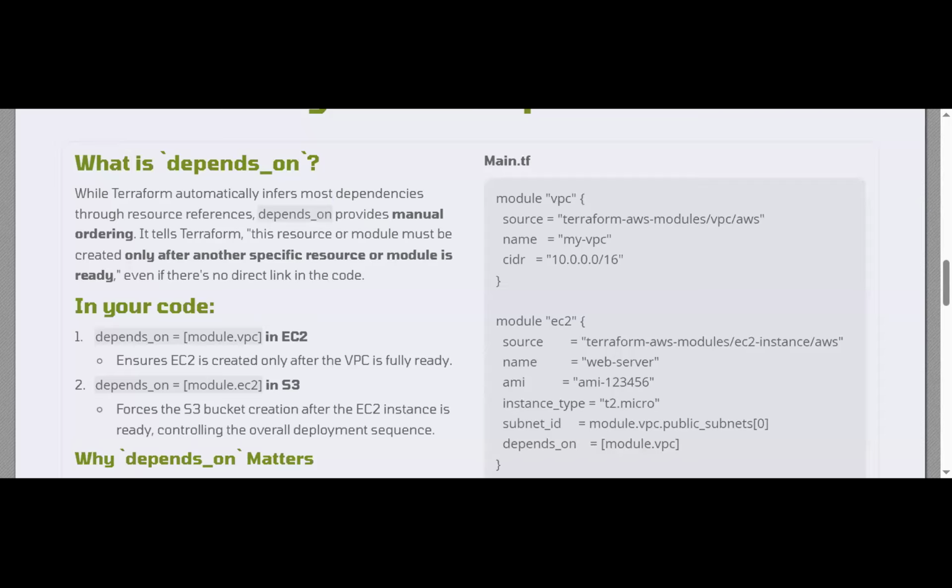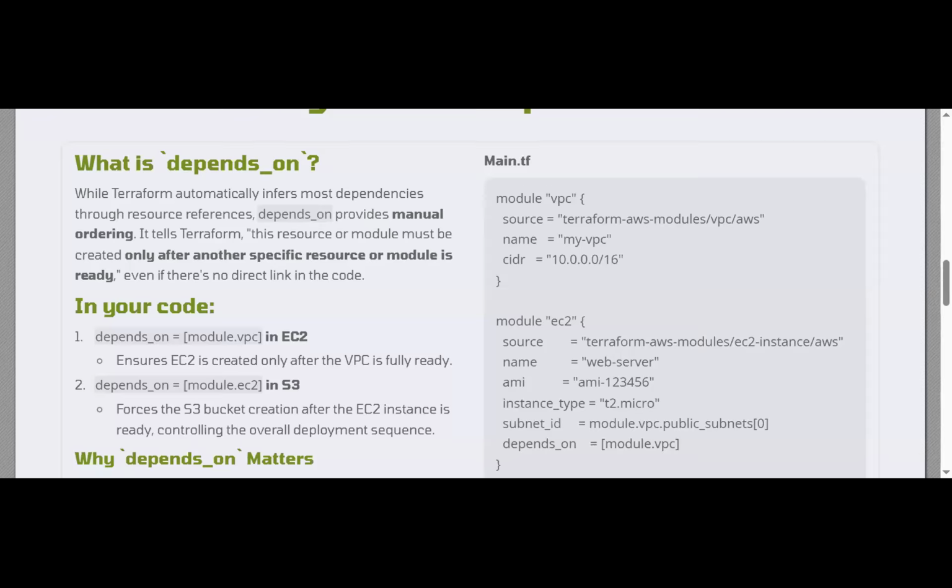Now in your code, you can see depends_on module.vpc in EC2. It ensures that EC2 is created only after the VPC is fully ready. Because if it tries to create EC2 when the VPC itself is not created, what will happen? It will throw an error. Create VPC first, like this. Exactly. Fine. Next, depends_on module.ec2 in S3.